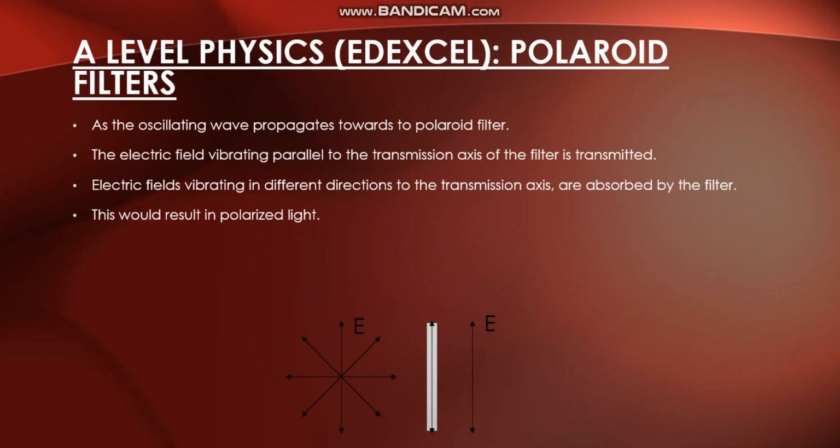So we have the following diagram which shows unpolarized light with its electric fields vibrating in many planes, and the vertical electric field vector is parallel to the transmission axis of the polarizer. Light that is of the same orientation to this axis is able to pass through, and therefore this filter would provide polarized light.